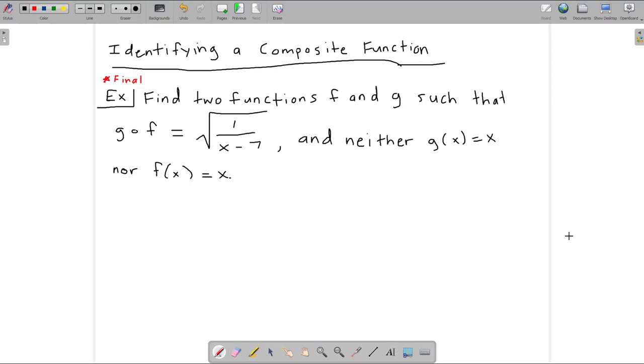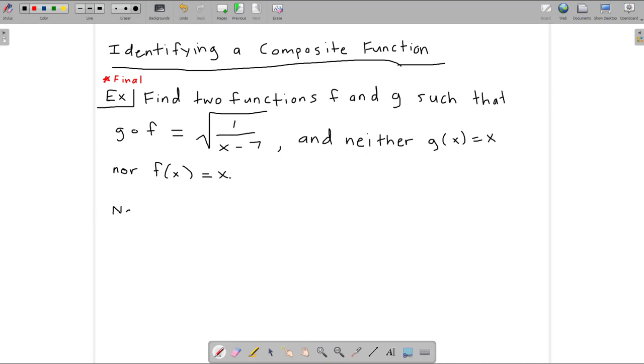So the last thing that I want to discuss today is how to identify a composite function. When you're given some function, how do I know that it's two functions composed with each other? And one of these always shows up on the final, so this is always good to know how to do. So our example here is find two functions f and g such that g of f equals square root of 1 over x minus 7. And we're not allowed to have g of x equal to x nor f of x equal to x, because that just makes it too easy to do. So we want you to find two different functions so that when I compose them, I'll get this.